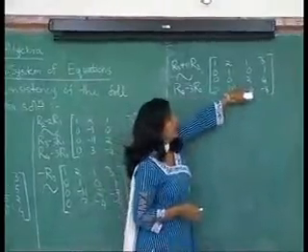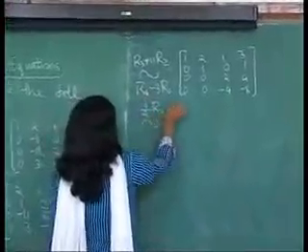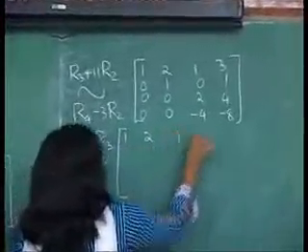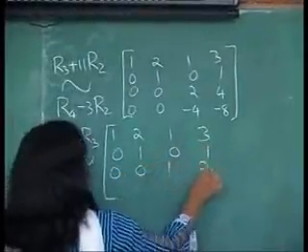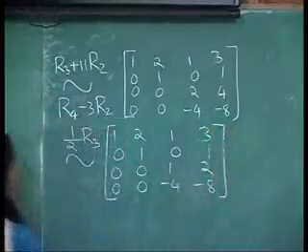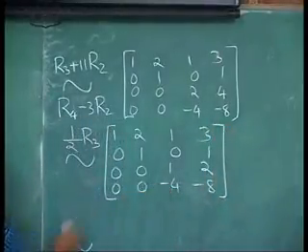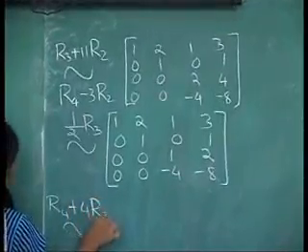Next, I need a leading one in the third row. So for that, I'll have to divide the third row by 2. That will give me 1, 2, 1, 3, 0, 1, 0, 1, 0, 0, 1, 2, 0, 0, minus 4, minus 8. And then finally, to bring a 0 in this position, let me do R4 plus 4 R3.